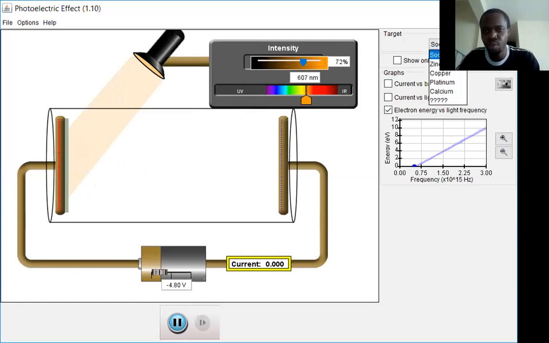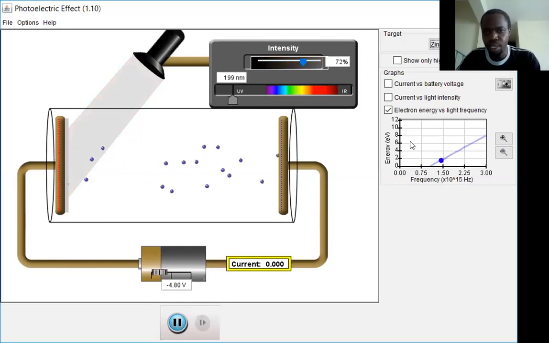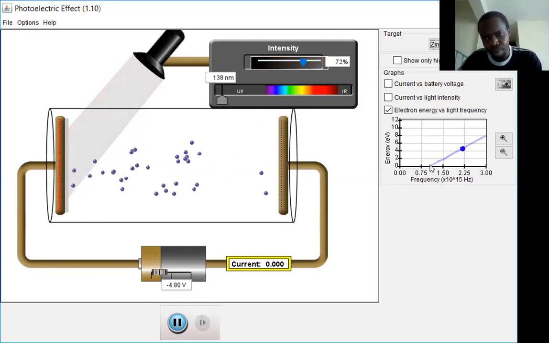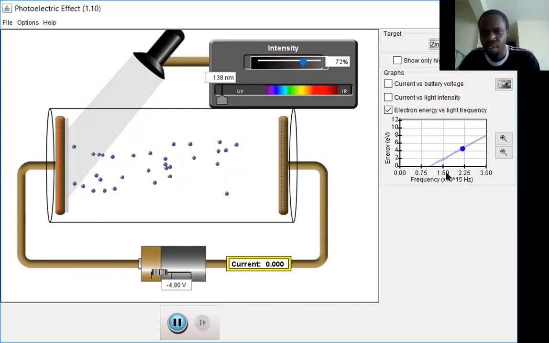So if we move to another metal, zinc, we do the same. We're varying the frequency. Look at what we are getting. As you can see, now it is between 0.75 and 1.50. So it's somewhere in the middle.